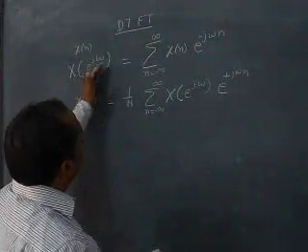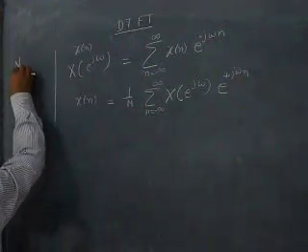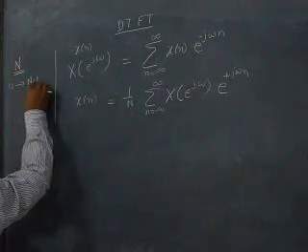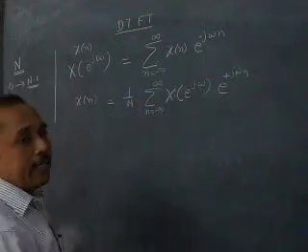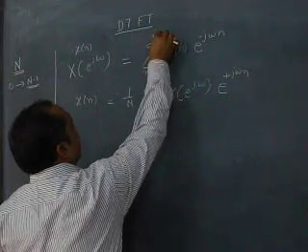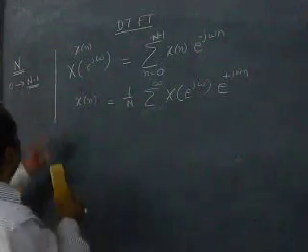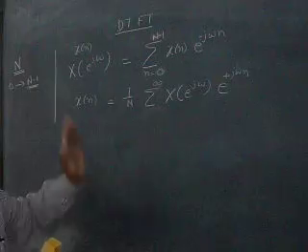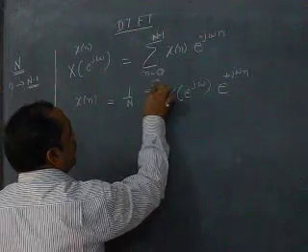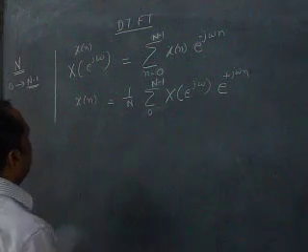Now if we have selected the range for any given time period, that is for a range of n starting from 0 to N minus 1, then this range will become 0 to N minus 1, right? And similarly, if the function is described only for this range, that is 0 to N minus 1, then the other side will also be described for this range, 0 to N minus 1, right?